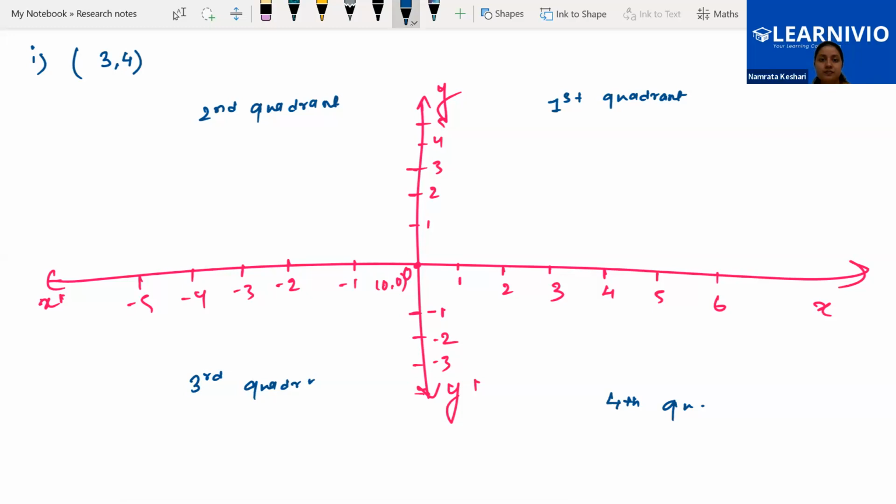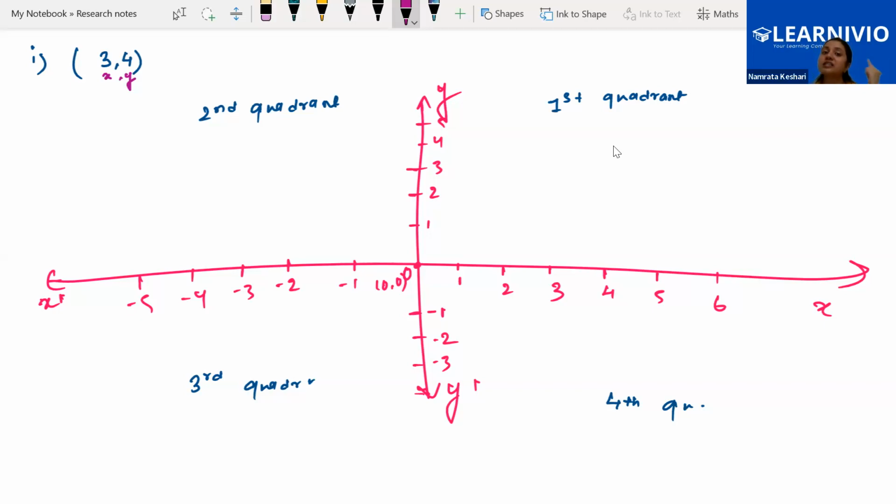Will it lie in the first quadrant? Yes, first quadrant. Okay, everyone is saying the same. Let's locate it. 3, 4 we have to locate. Always start with x is 3 and y is 4. Even without writing, you are able to understand. Great. But if you have started plotting the point, please locate that x is 3 and y is 4.